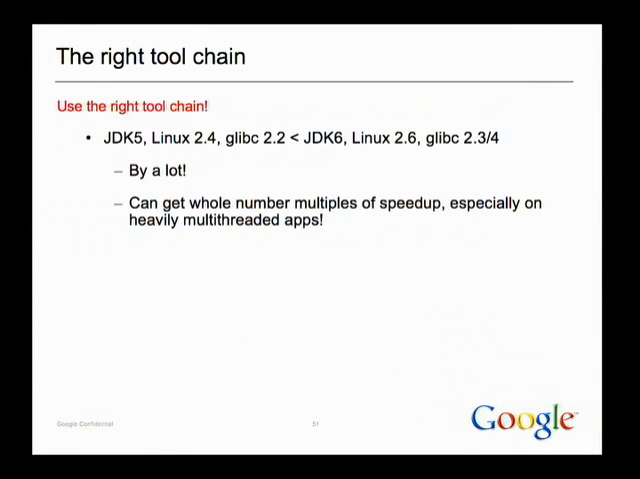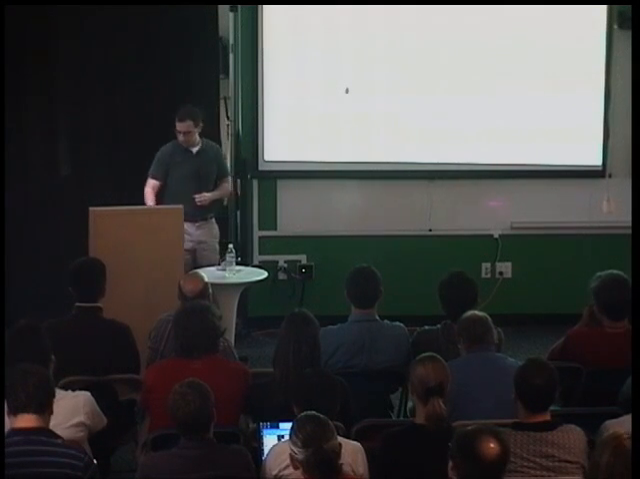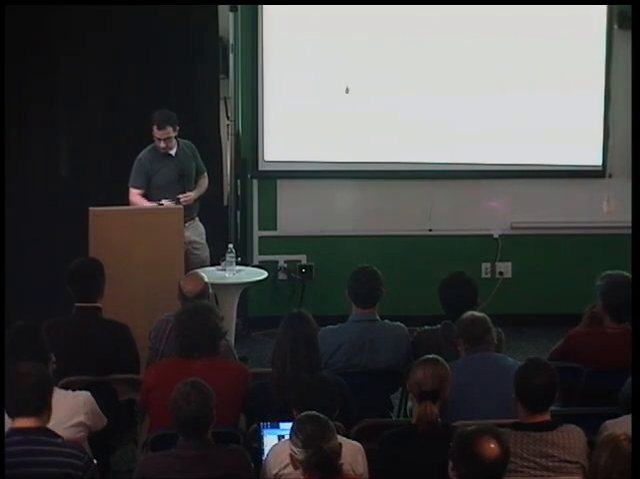OK, so yes, use the right tool chain. This is also important. JDK 6 includes a lot of performance improvements over JDK 5. I think everybody in this audience has probably heard me say that Linux 2.6 is a significant step above Linux 2.4 in terms of threading performance. Depending on what your code does, you can get whole-number multiples of speedup by using the right tools.